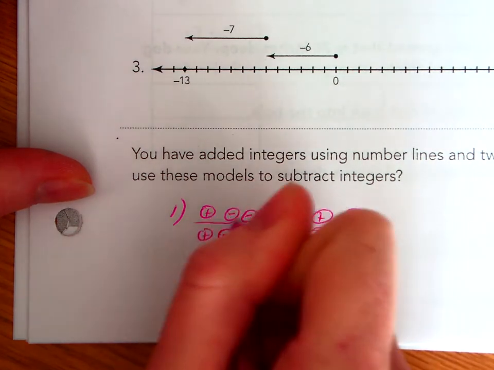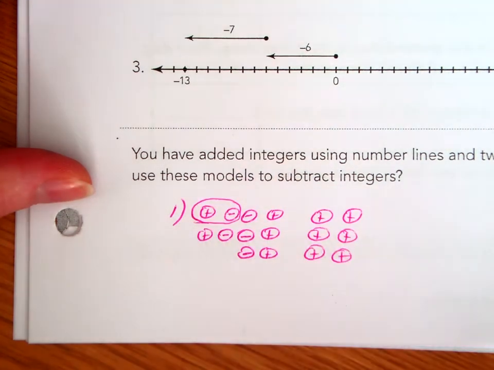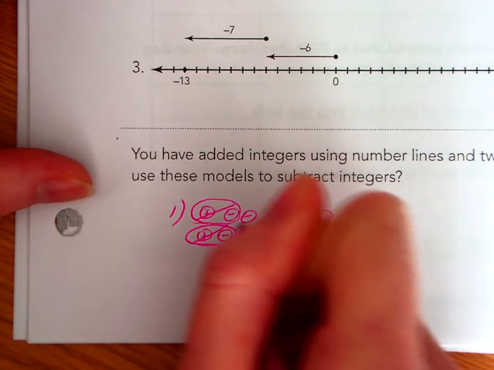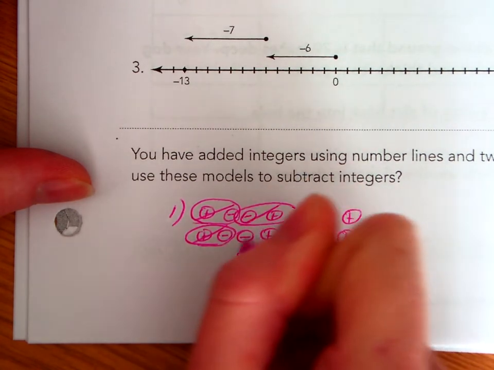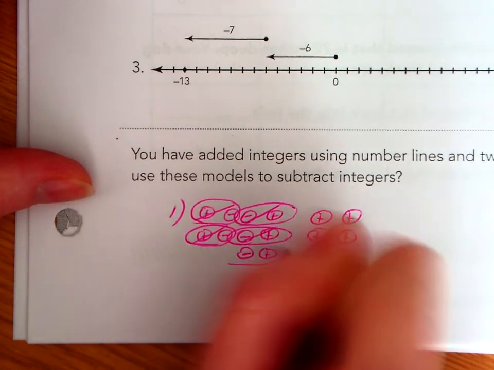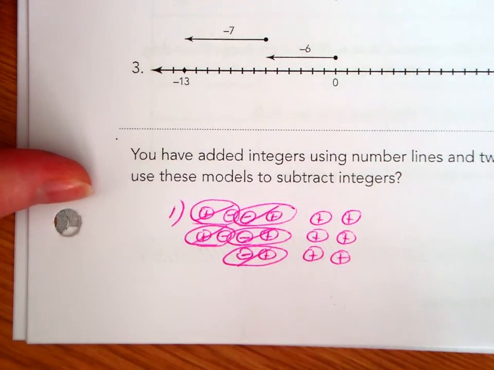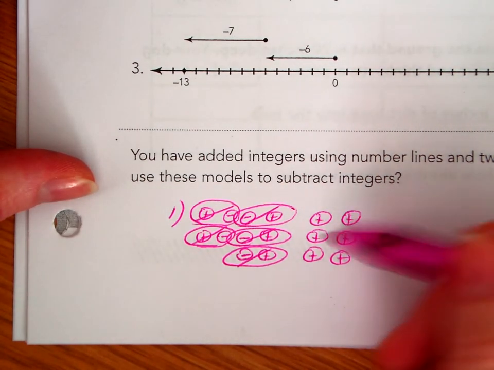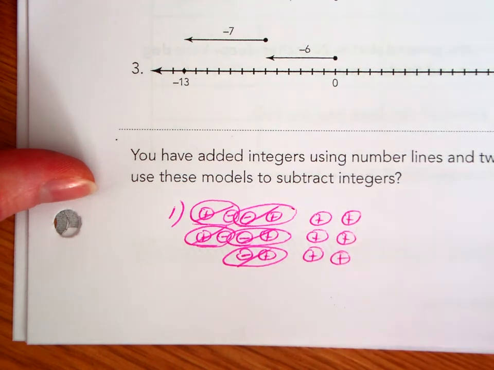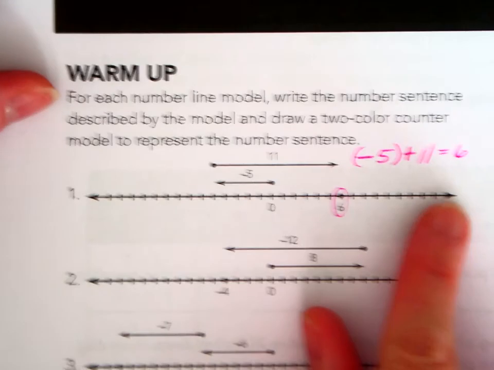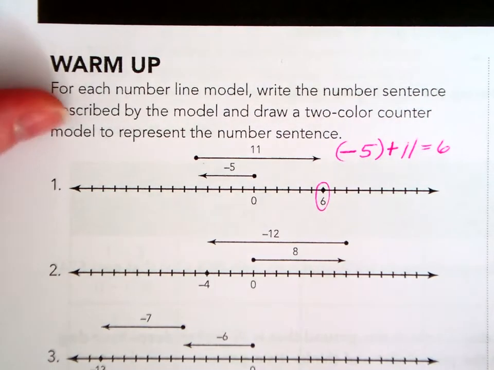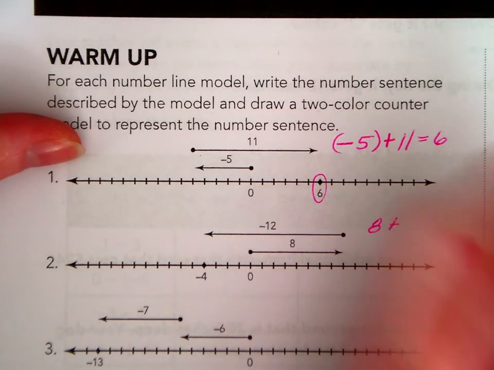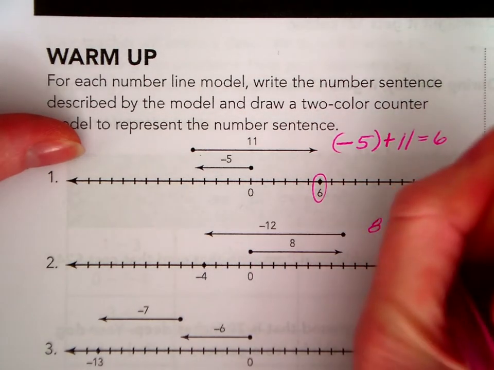Each time I put a positive and a negative together like this with the chips, I create a 0 pair. So it's like they don't change the value of the entire number statement. So now I have 5 0 pairs. They all kind of come out of the equation because the 0 doesn't change the value, and I'm left with 1, 2, 3, 4, 5, 6 positives, which we expect because that's what the number line model told us.